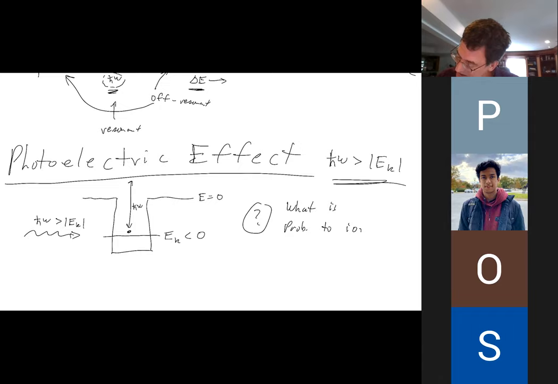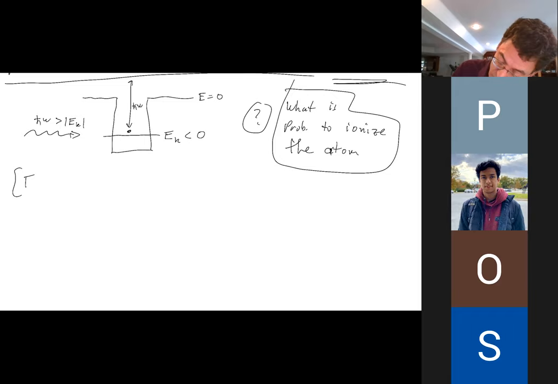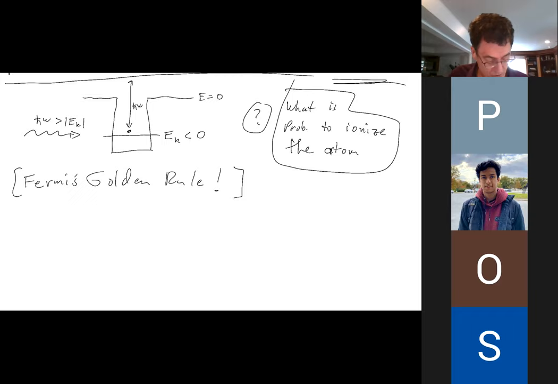What is the probability to ionize the atom? I'm free. Oh, I've been bound for so long, but now I'm free. So we want the electron to be free. And so what is the probability to ionize the atom? Let's talk about that. In this discussion, we will discuss Fermi's golden rule. This leads to Fermi's golden rule. That is the answer: Fermi's golden rule.